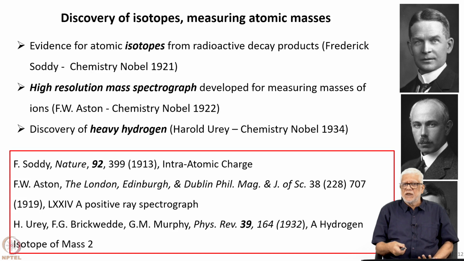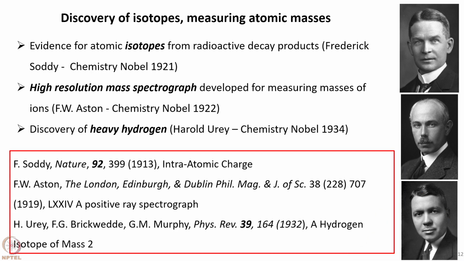After that, there was the discovery of heavy hydrogen by Harold Urey, who got again the Nobel in 1934. These are the references below which are given for each of these discoveries. And heavy hydrogen has a particular significance in nuclear reactors which use heavy water as the moderator.